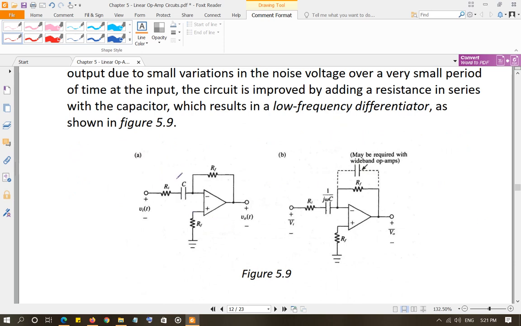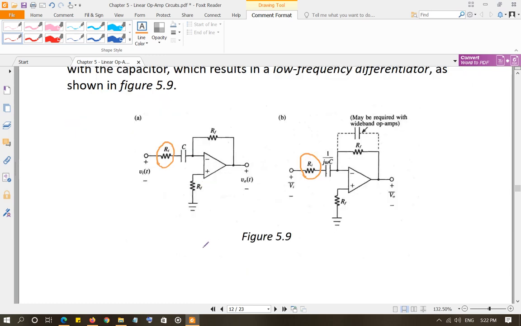What we do is we include a resistor in series with the capacitor at the input. Remember, for the AC integrator circuit, we added a feedback resistor in parallel to the capacitor that was connected in the feedback loop. In this case, we will include a resistor in series with the capacitor. For the true differentiator circuit, there was only a capacitor at the input.